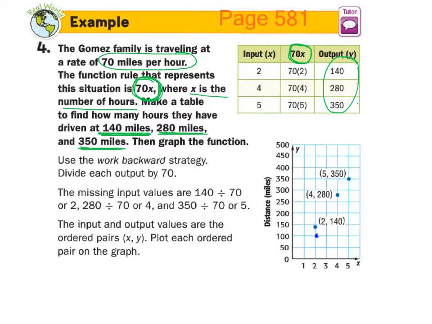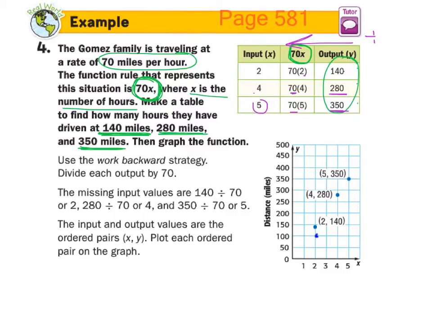So they took 140 divided by 2, because we're working backwards. So we're going to use division. And they found it took 2 hours to drive 140 miles. The 280, they divided by 70, and they got 4 hours. And for the 350 miles, they divided by 70, and they got 5.